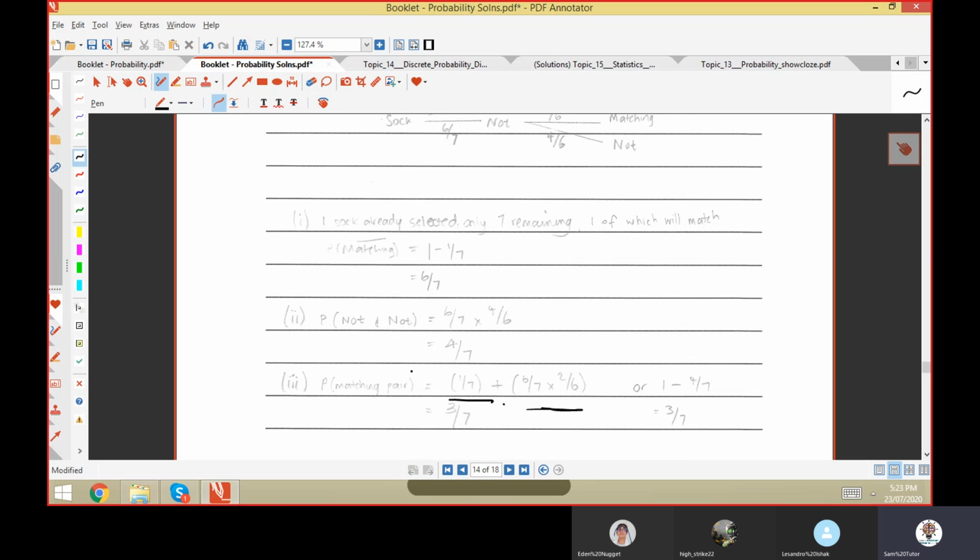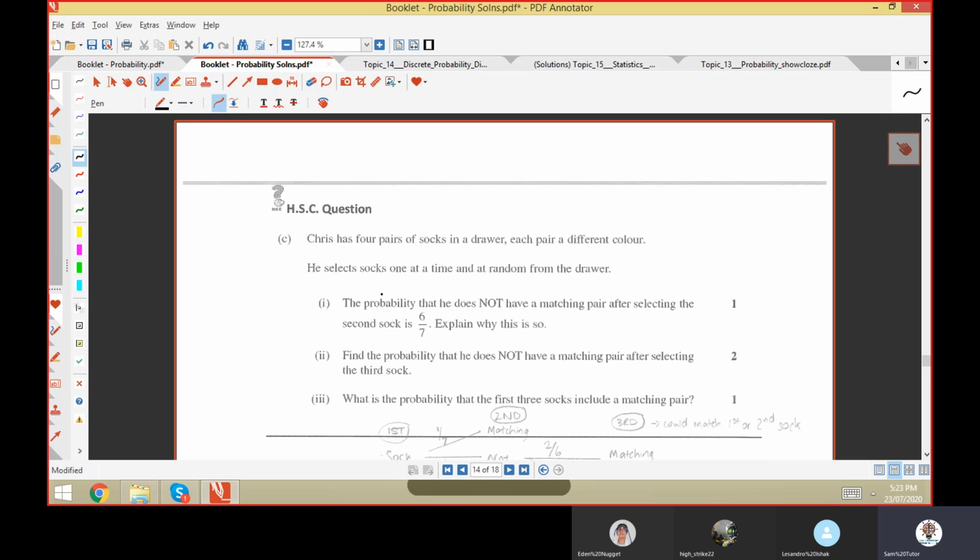Who trusts these answers? Let's have a look. What year is this? Chris has 4 pairs of socks. Let's see if we can find an HSC question and confirm this is right. Because I don't know. This is just another teacher's solution, and I don't know if I trust it.